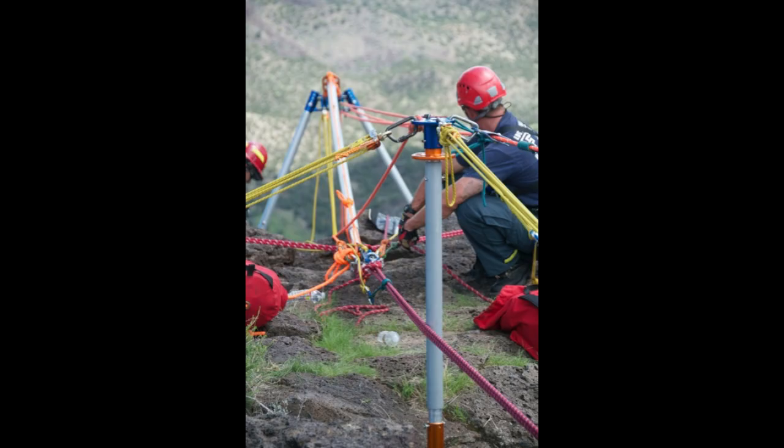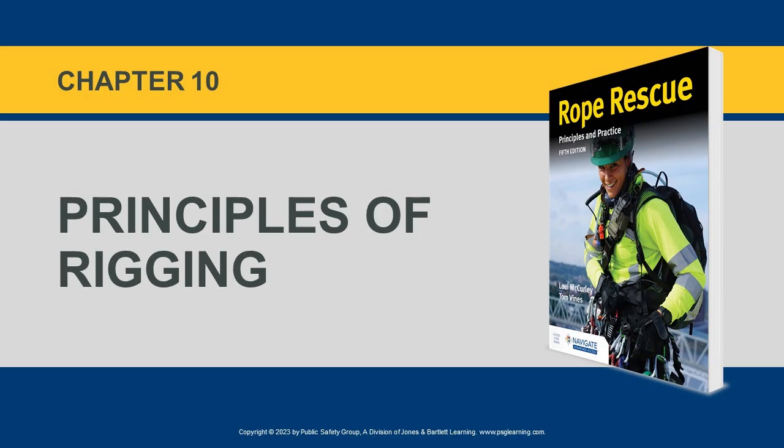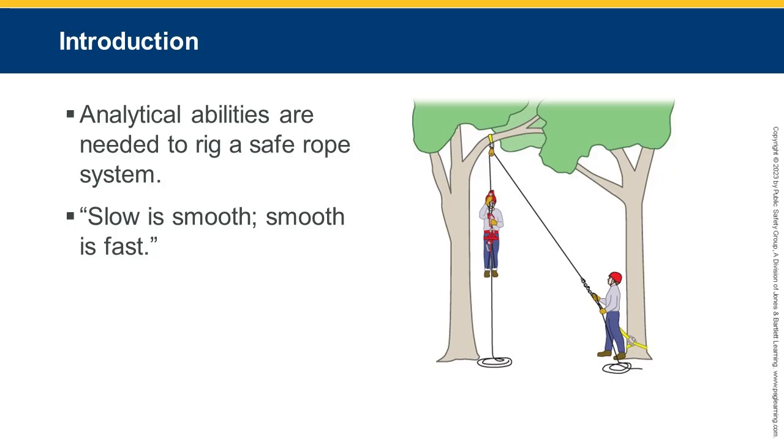By the end of this chapter, you should be able to analyze a rope rescue system at a glance, identify potential weaknesses, and apply fundamental principles to create a safe, effective, and efficient rigging plan. Let's begin by reviewing the basic concepts of forces and vectors, which are the building blocks for everything that follows in rope rescue.